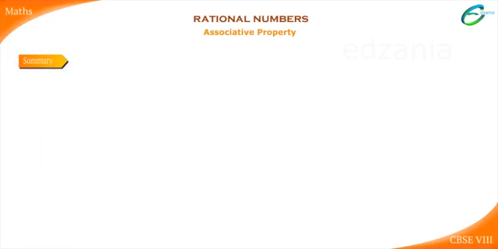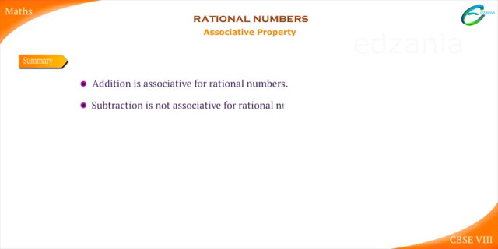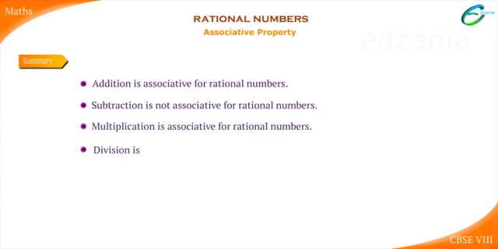Summary. Let us summarize what we have learned today. Addition is associative for rational numbers. Subtraction is not associative for rational numbers. Multiplication is associative for rational numbers. Division is not associative for rational numbers.